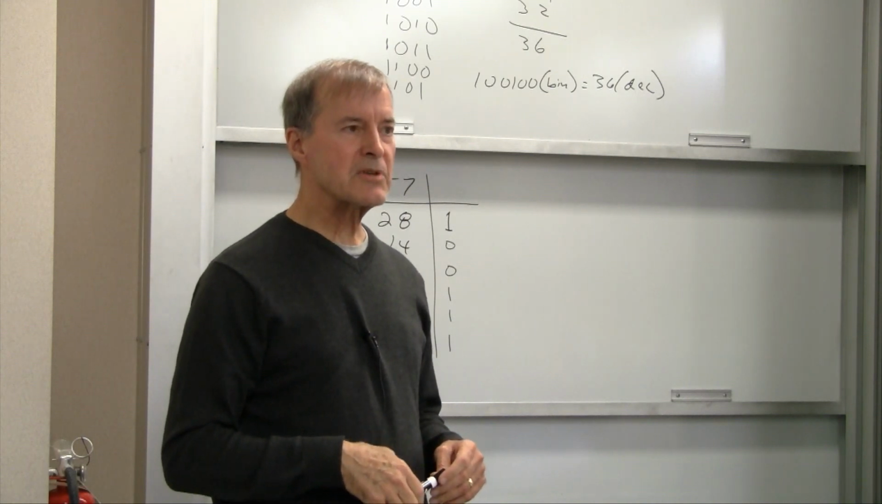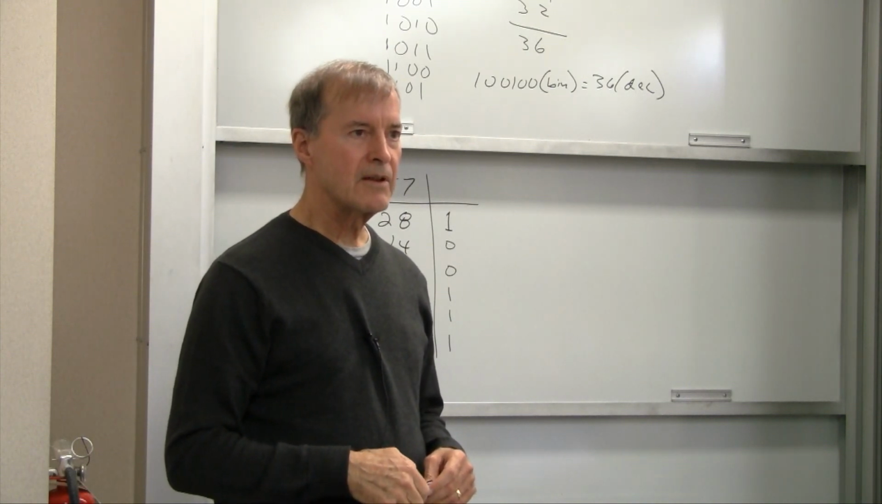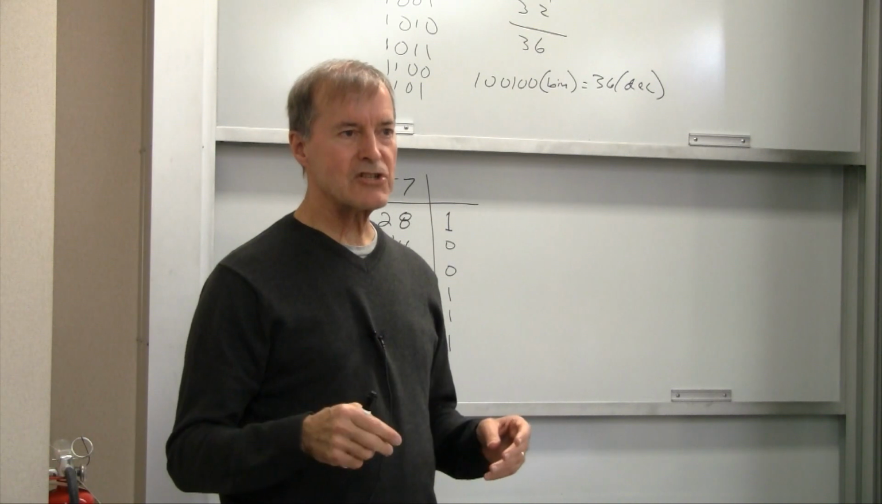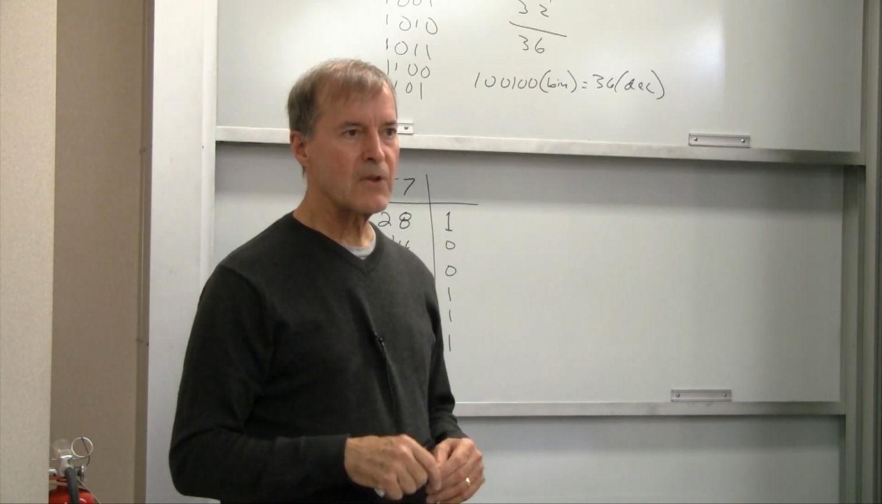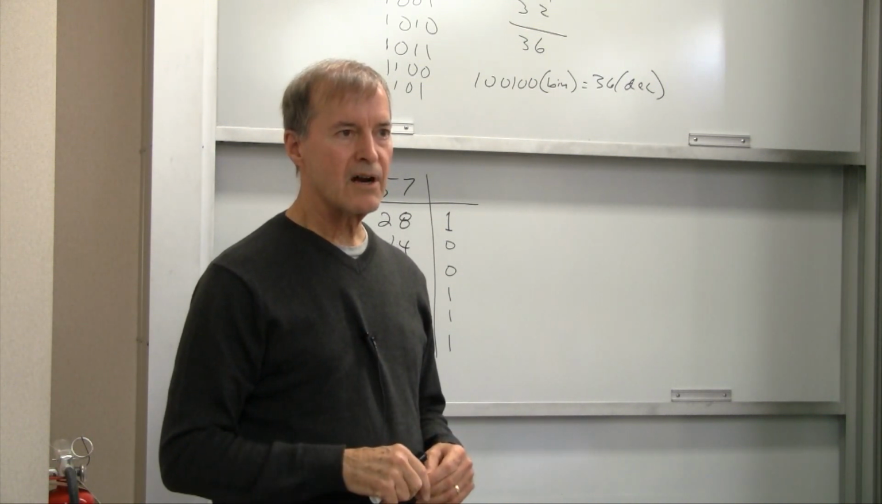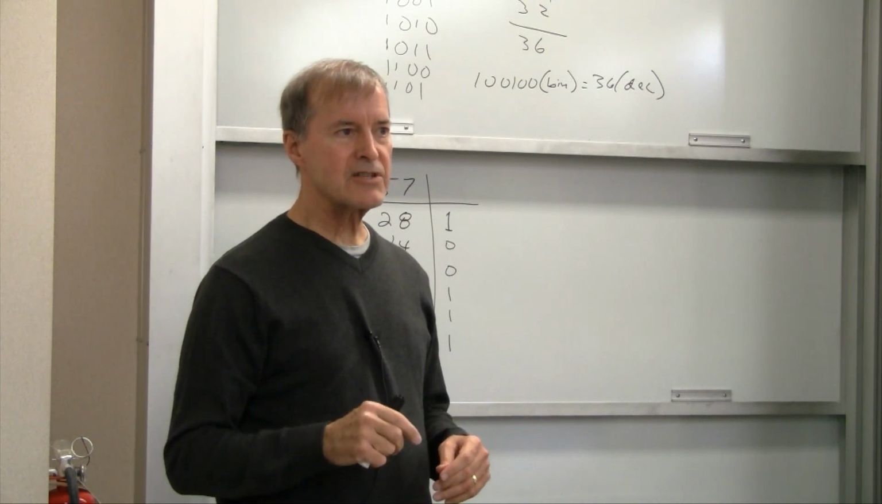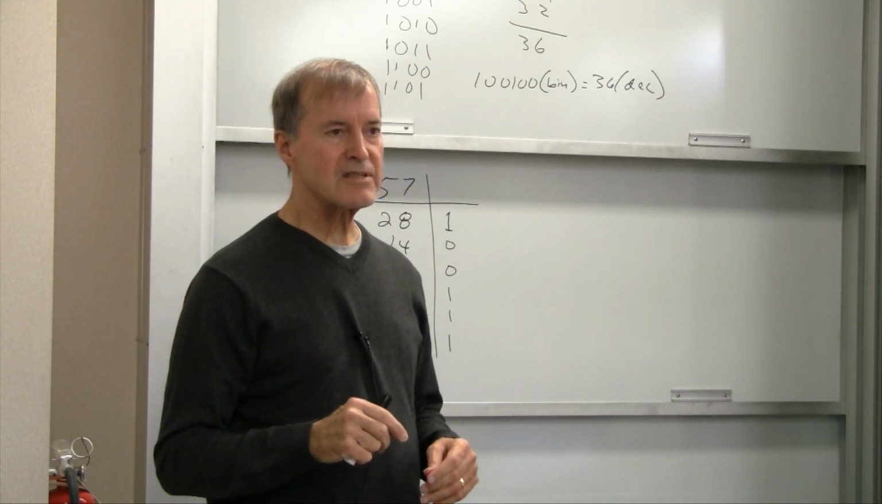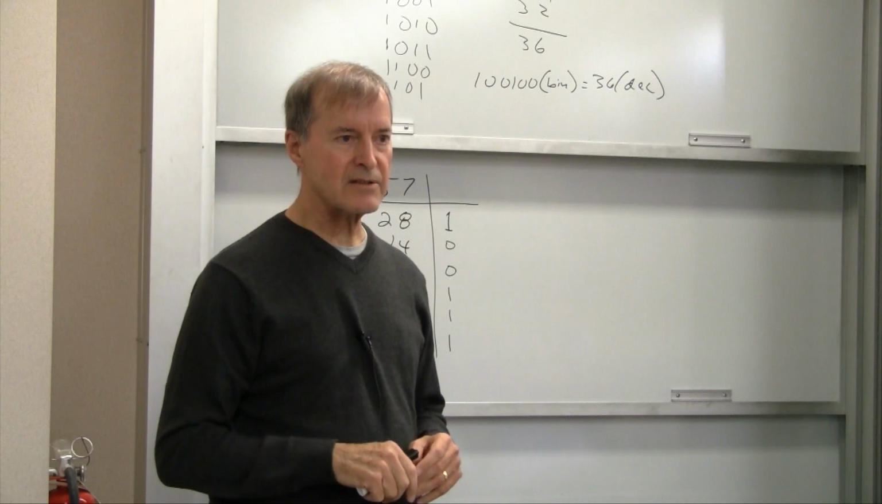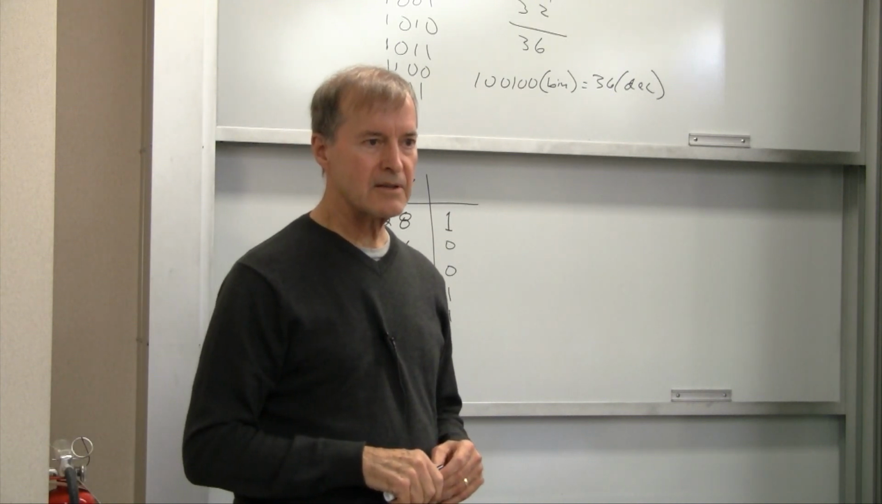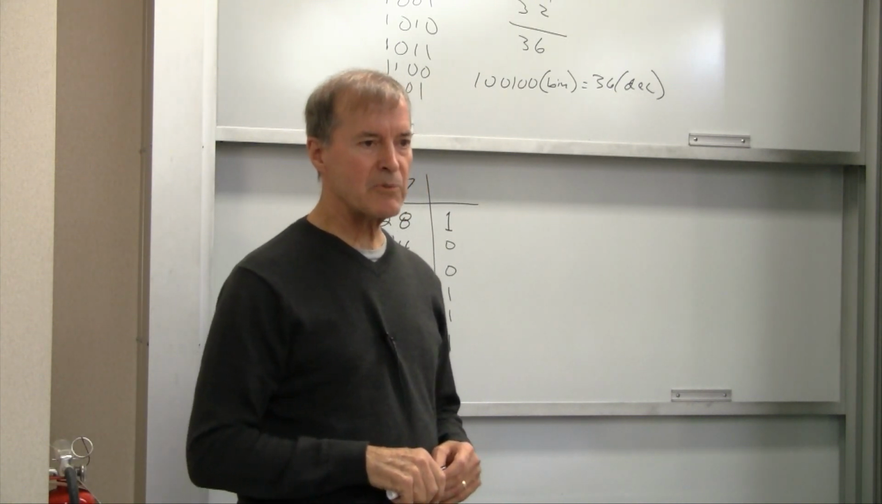What do you think it is in binary? You look at the last digit. If the last digit is 1, it is odd. And if the last digit is 0, it is even. Now that's an important fact. Is everybody clear on that? That's how you tell whether a binary number is even or odd.